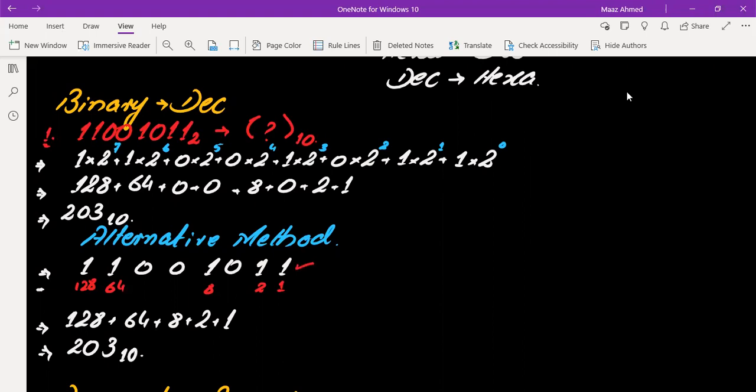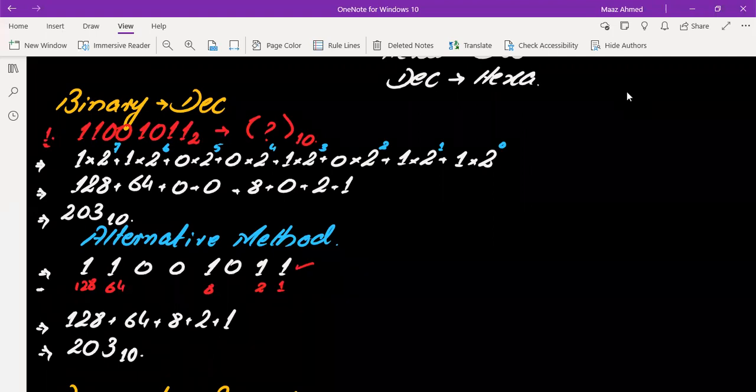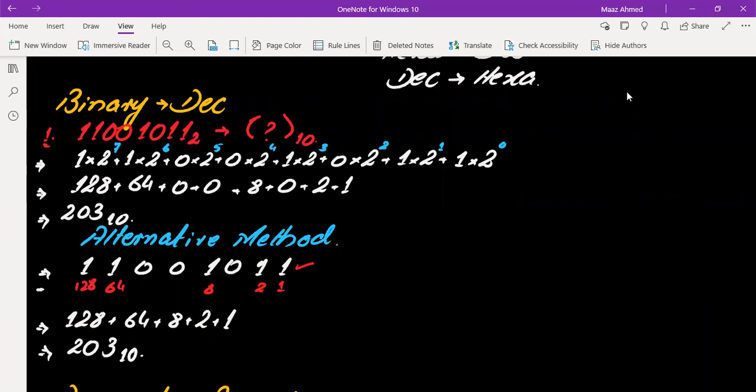Like the first one from here, it's on, so it will be 2 power 0, so you can directly write the answer of the power, that's 1. 2 is on, 2 power 2 is off, that's 4, so I haven't written 4. Then 8 is on, 16 and 32 are off, 64 is on, and 128 is on. You just simply need to add them all, those which are on, and you will be getting the answer 203 once again. So is this one clear as well?